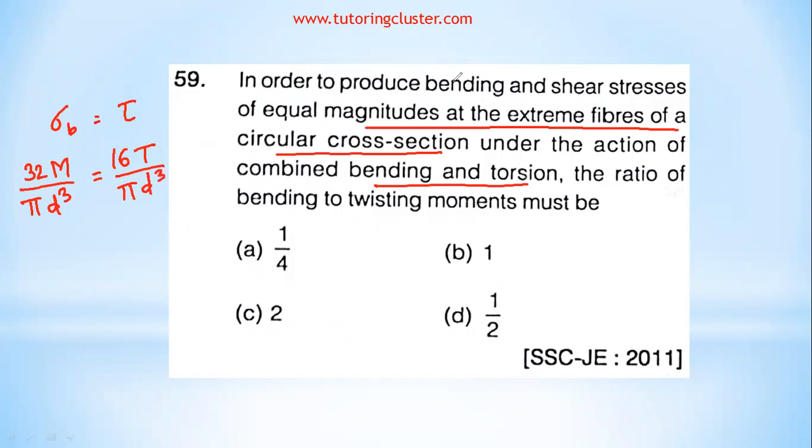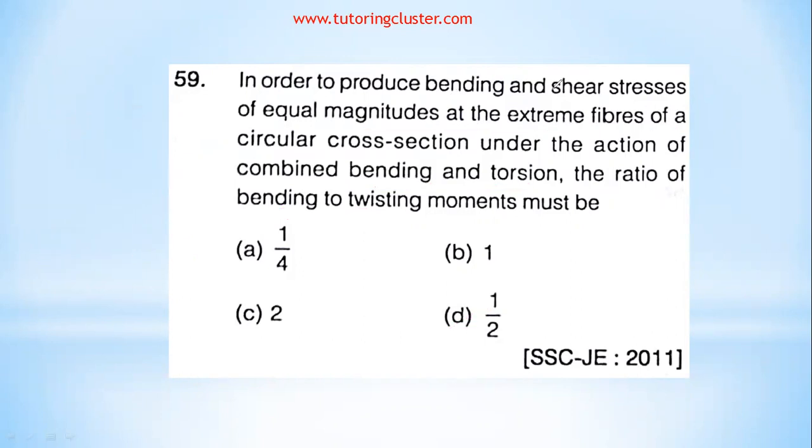So if you are going to solve this, this will get cancelled out. So M by T, what they have asked you? Bending to twisting moment. So M by T, which is equal to 16 upon 32, which is equal to 1 by 2. Okay, next.